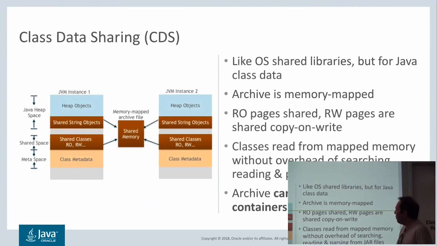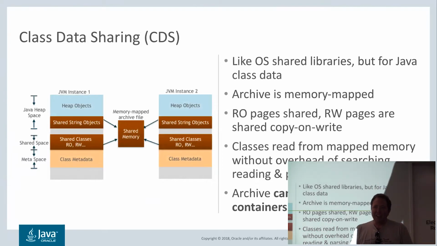Operating system shared libraries work for native data. We have Java classes, and we have something called class data sharing for exactly that. So this is the exact equivalent or the same theory as native operating system shared libraries, but for Java classes instead.